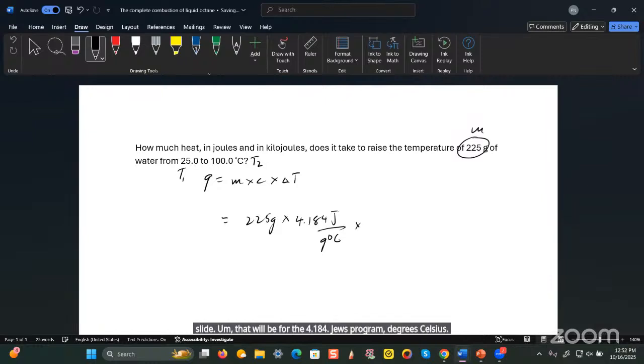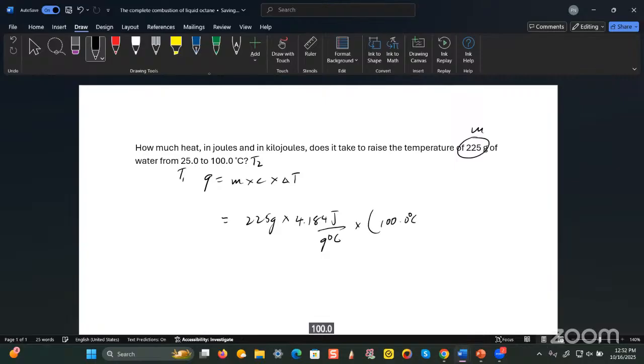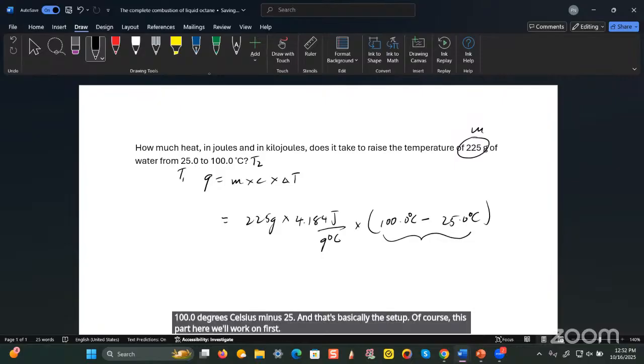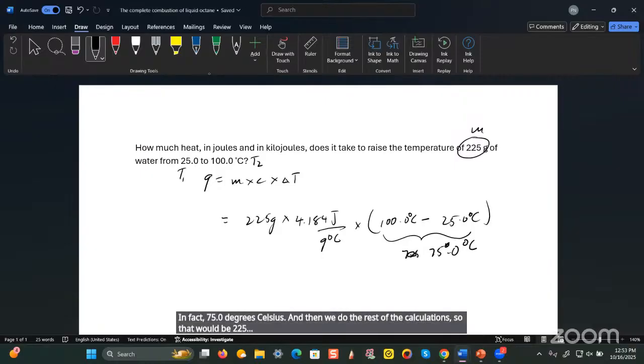And then as far as the change in temperature is concerned, that will be T2 minus T1, which would be 100.0 degrees Celsius minus 25.0 degrees Celsius. And that's basically the setup. Of course, this part here we'll work out first. That will be equal to 75.0 degrees Celsius. And then we do the rest of the calculations. So that will be 225 times 4.184 times 75.